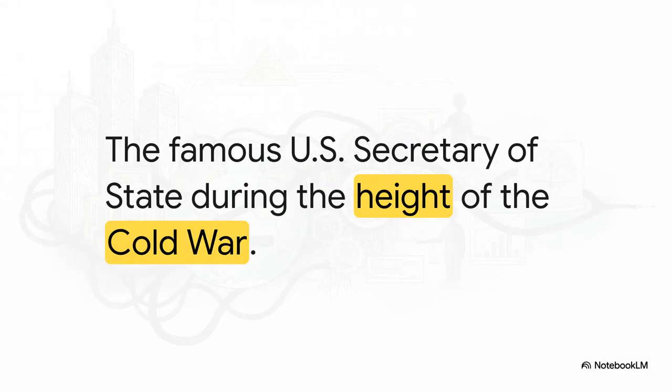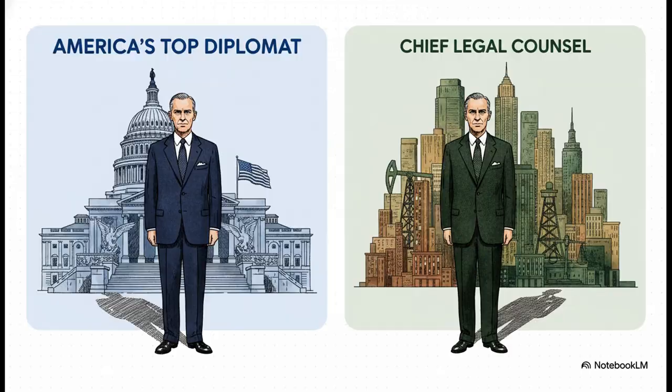Okay, so the official story, the one you'll find in history books, is that John Foster Dulles was the U.S. Secretary of State under President Eisenhower, right in the thick of the Cold War. He was this giant figure in American diplomacy, but as you can probably guess, that's not the whole story, not even close. See, before he was America's top diplomat, John Foster Dulles had a different identity, an identity that you could argue held way more power.